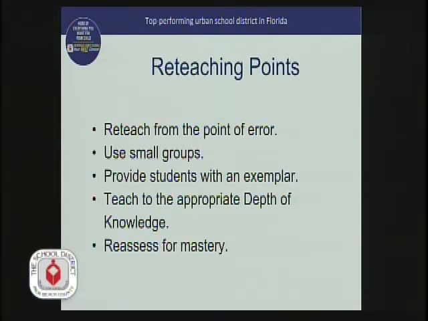It's also reteaching in small groups. Not all your kids messed up in the same place, and not all of your kids messed up at the same point of error. So you've got to figure all that part out. Providing students with an exemplar, making sure they know what it's supposed to look like. Teaching to the appropriate depth of knowledge, and I know Mark covered that. But if the test is going to test up here, but all the questions you're asking in the classroom are down here, it's not going to cut it. And then we have to actually reassess for mastery.